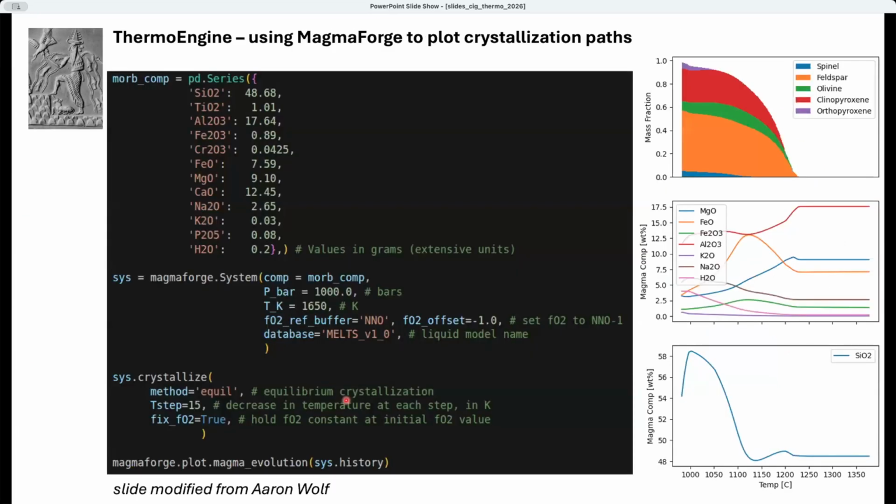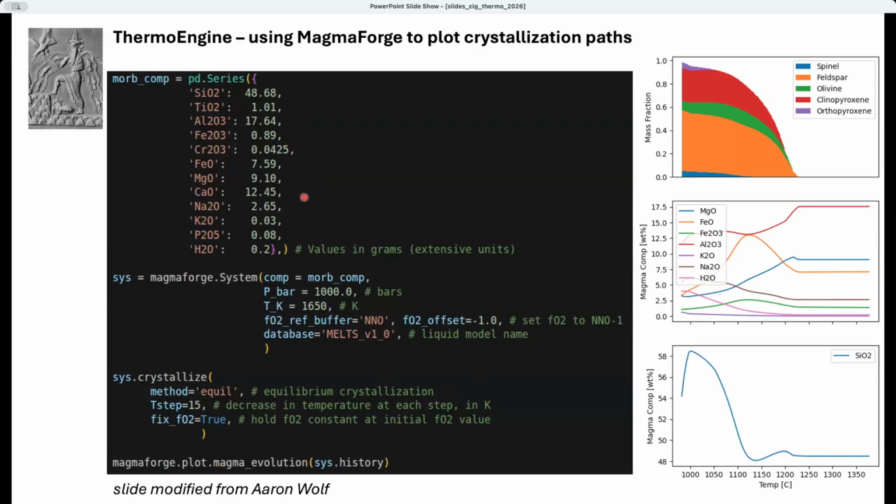And so these are some slides that Aaron gave me to sort of discuss the principal parts of ThermoEngine. So this is an example using MagmaForge to expose in a sort of simple Pythonic way the interface to this thermodynamic library that ThermoEngine has built up through Coder. And this is an example of doing a crystallization calculation for a Moore composition listed here.